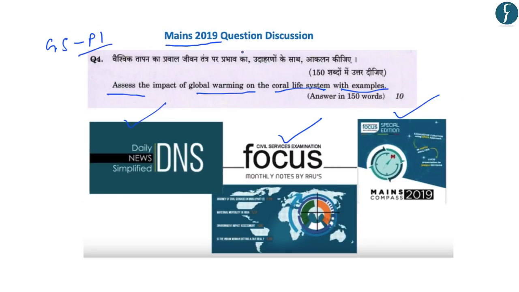Now the important terms in this question are the impact of global warming, and this impact has to be highlighted on the coral life systems. We know that the main impact of global warming on the coral life systems is that the majority of coral reefs are facing the problem of coral bleaching. So in answering this question, you had to establish this relationship between the impact of global warming on the coral life systems, and that too with examples of coral bleaching that are happening across the world.